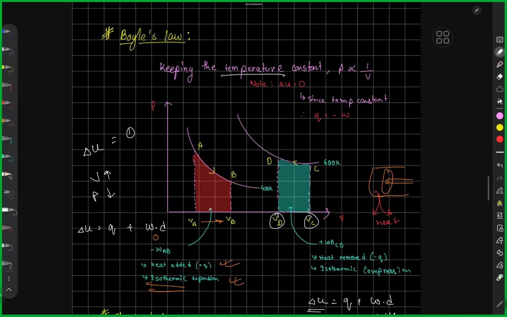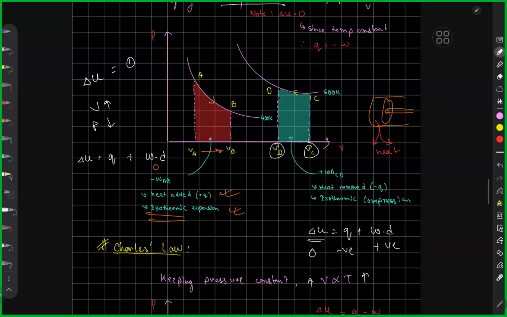Did you understand when I said, for example, A to B, when work is done by the gas, the volume is expanding, so the piston is pushed out? Hence my work done in this case would be negative, but my change in internal energy is zero. So don't you think I need to add heat to the system to make sure my internal energy remains constant? Yes, so I'm supplying heat in this case to keep the internal energy constant.